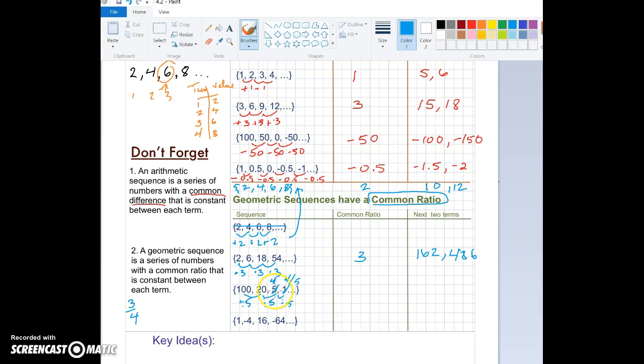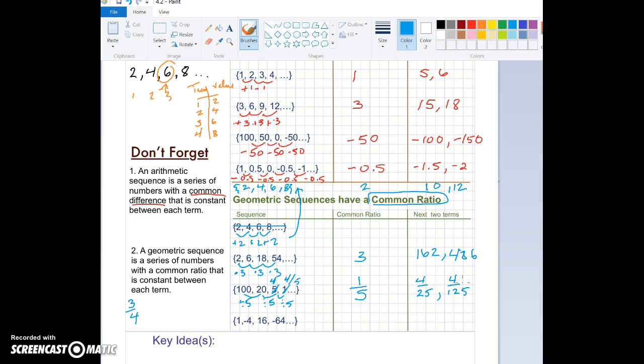So my common ratio is to divide by 5 or to multiply by 1/5. That's what my common ratio is. We always talk about what we're multiplying by. And then my next two terms would be 4/5 times 1/5. So what's 4/5 times 1/5? 4/25. And my second term would be 4/25 times 1/5, which would be 4 over 125. And those are my next two terms.